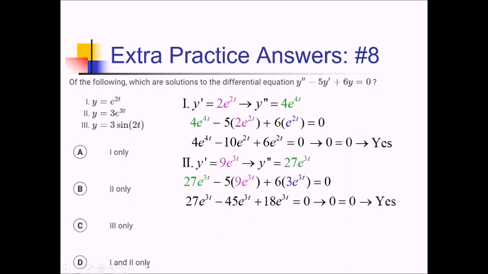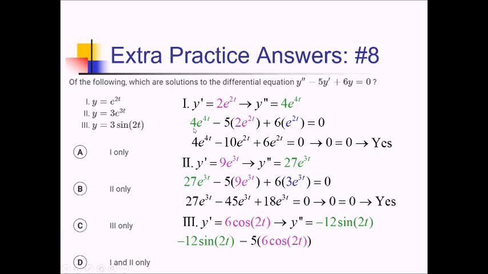So it's looking like D is the answer here, but just in case we're curious, let's try option 3 and see what happens. With option 3, our first derivative is going to be 6 cosine of 2t, and then y double prime is going to be negative 12 sine of 2t. Plugging all that in, we've got negative 12 sine of 2t minus 5 times 6 cosine of 2t plus 6 times 3 sine of 2t equals 0. So this is negative 12 sine of 2t minus 30 cosine of 2t plus 18 sine of 2t.